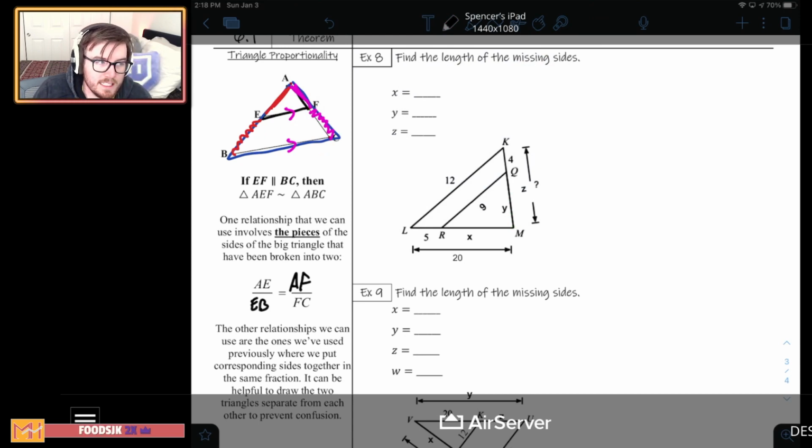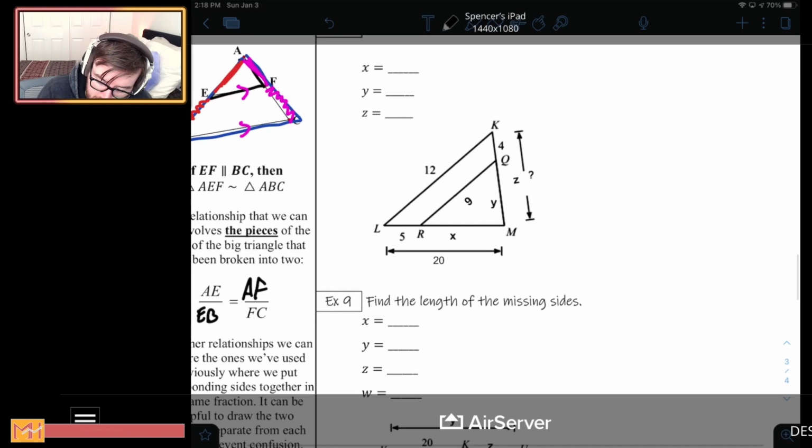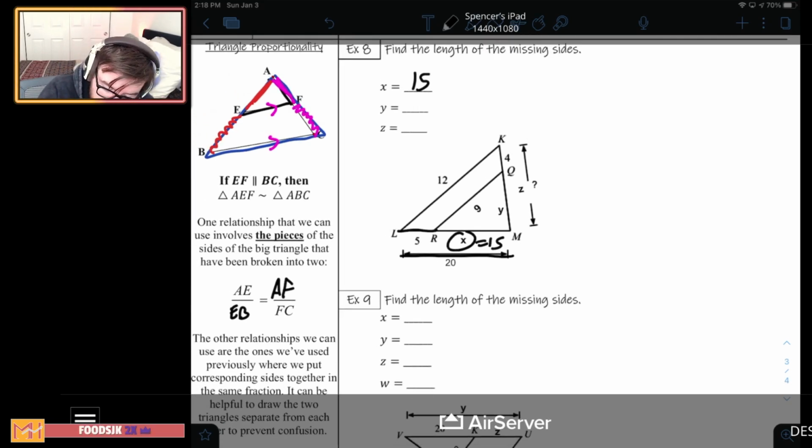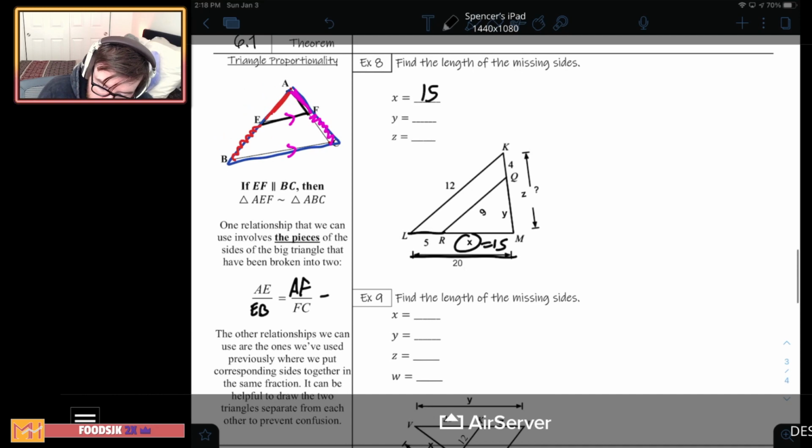Tell me, which one's the easiest to find? Think about that for a quick second. It's x, right? Because I know that this is 20, this is 5, so x has to be 15. 15 plus 5 is 20. Okay, so boom. I can set up that proportion over here.